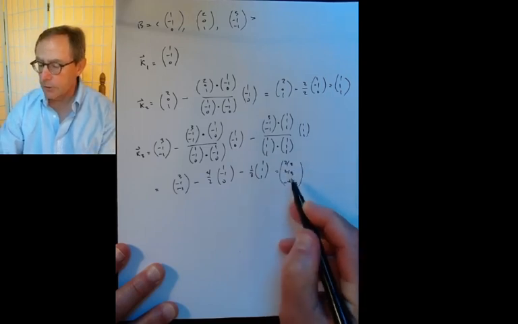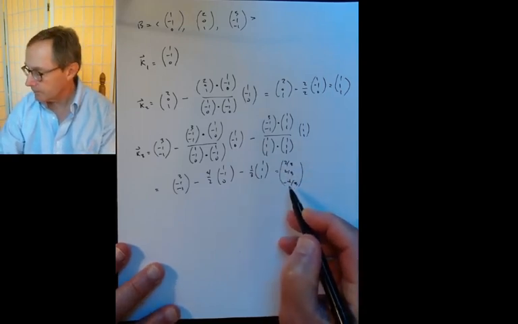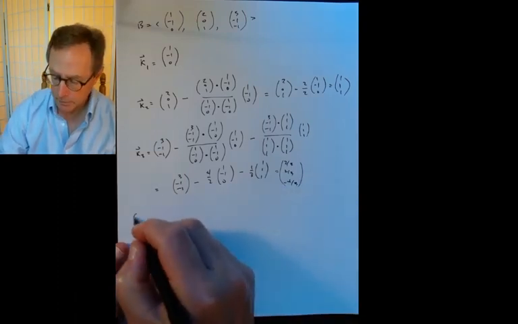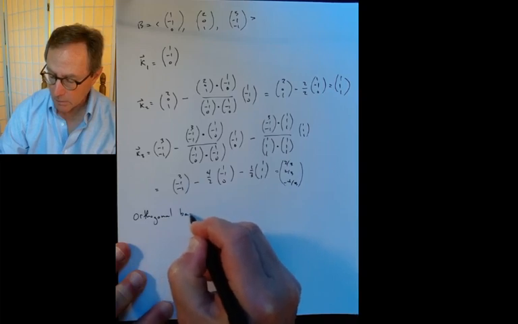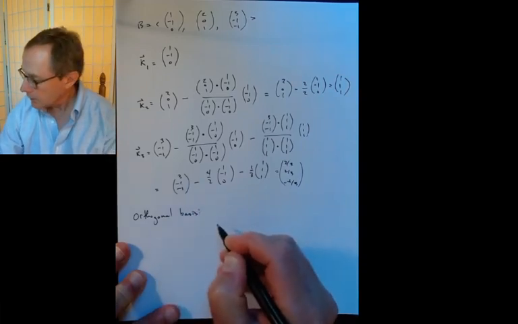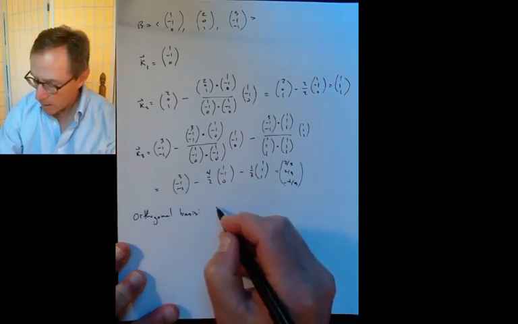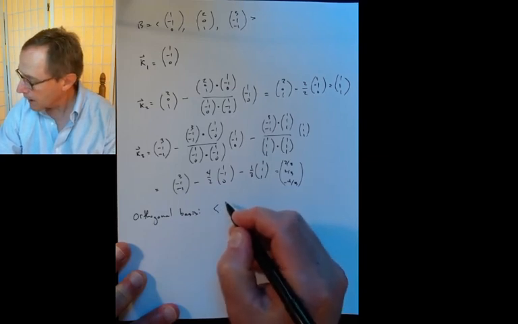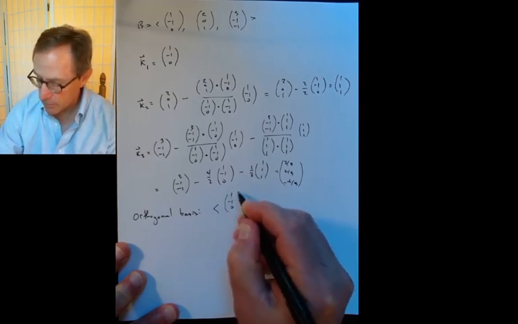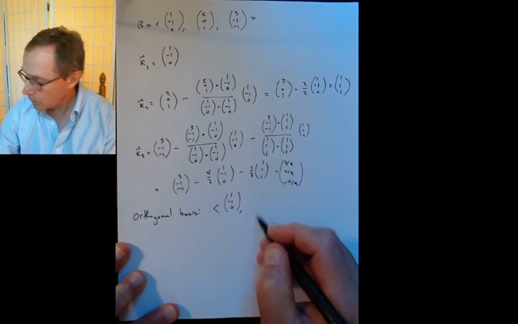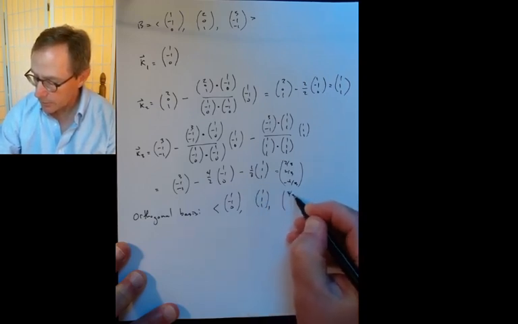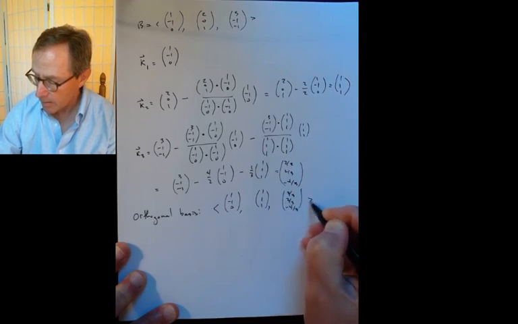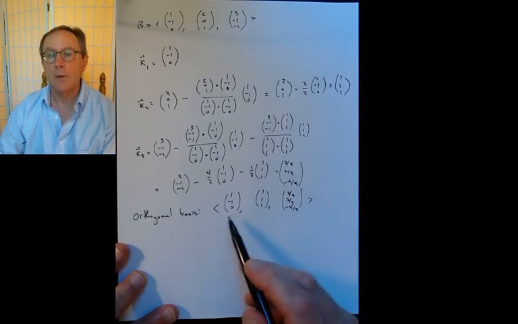Sorry about that. 2/3, 2/3, and minus 4/3. So the orthogonal basis is (1, -1, 0), (1, 1, 1), and (2/3, 2/3, -4/3). And a person can see that these are mutually orthogonal.